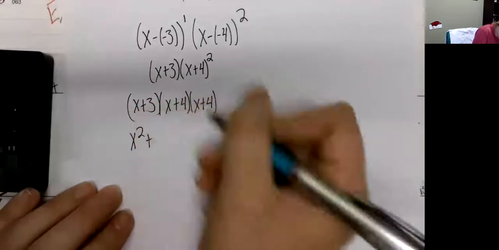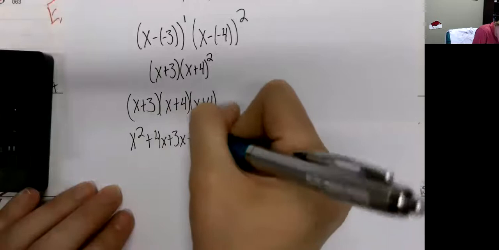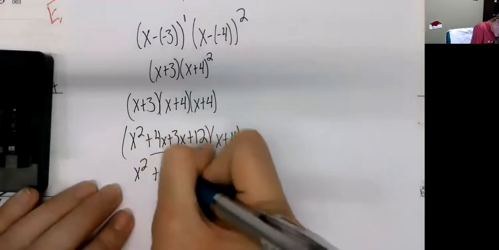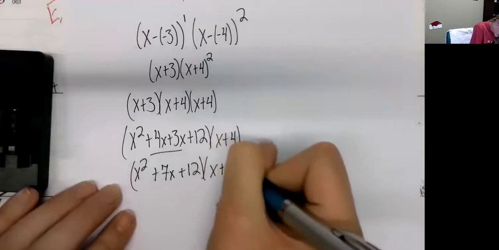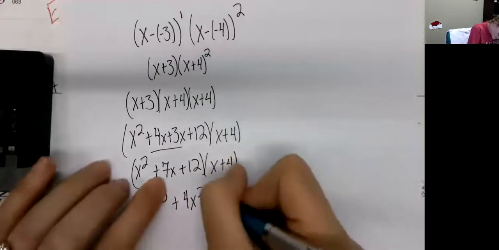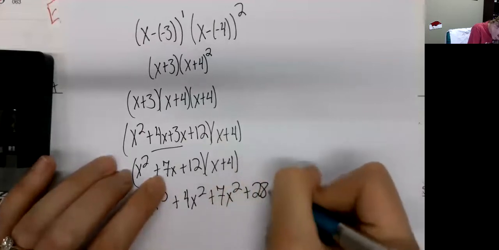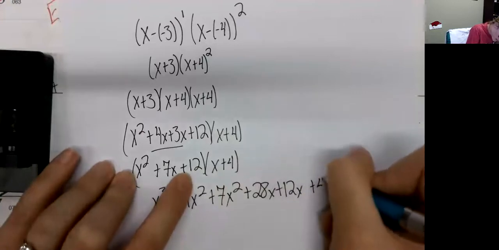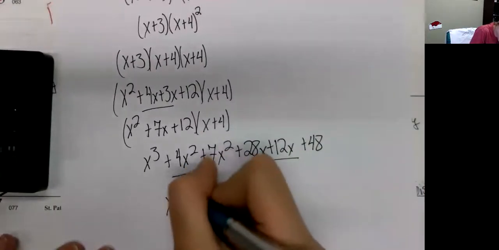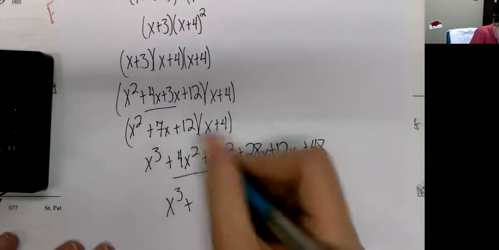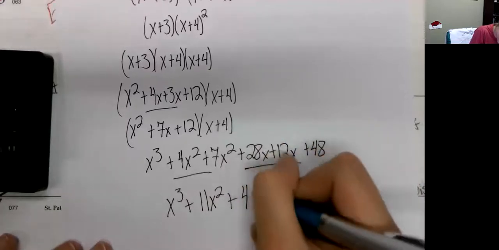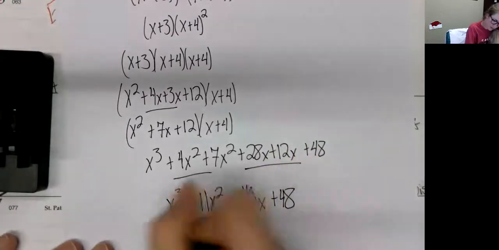So x squared plus 4x plus 3x plus 12. So x squared plus 7x plus 12 times x plus 4. X cubed plus 4x squared plus 7x squared plus 28x plus 12x plus 48. Yay! And then combine like terms. So x cubed, all positive. So plus 7, 8, 9, 10, 11 x squared, plus 8, 9, 10, that'd be 40x. Plus 48. And that would be your answer.